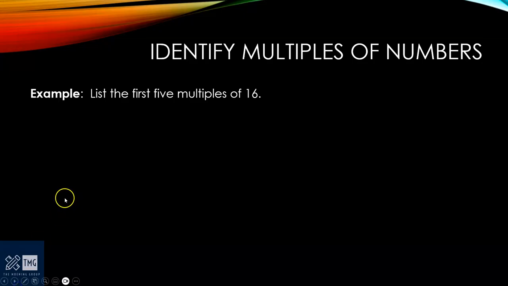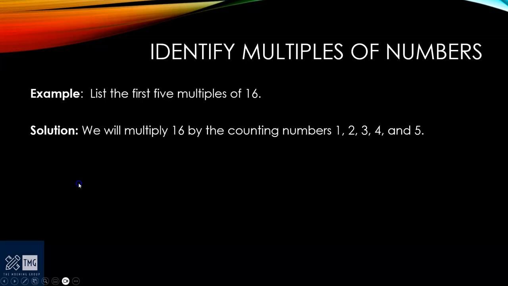So let's look at this. We want to find the first 5 multiples of 16. Okay, we can handle that. So to do that, we're going to use the first 5 counting numbers, 1, 2, 3, 4, and 5. So we start simply by saying, well, what is 16 times 1? 16. That's the first multiple.